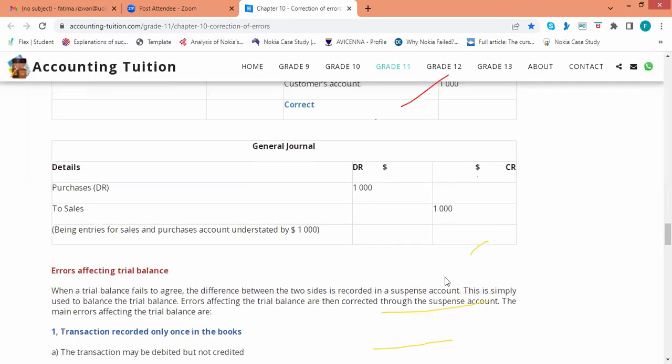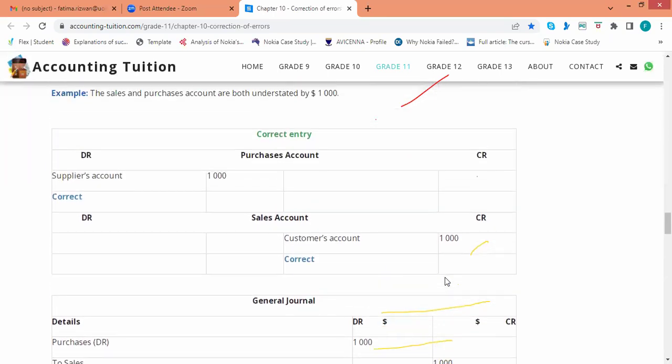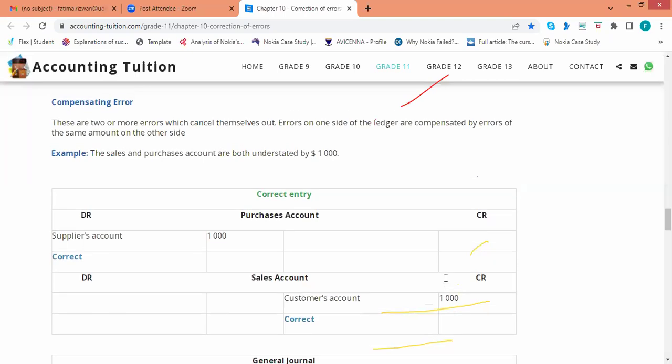You can miss it. So these were the errors, and I'm repeating again, for every error you need to have three entries. One is going to be the correct entry, one is going to be the error entry, and the last one is going to be the rectifying entry, right? Just two errors do not have the error entry. One is error of omission and one is compensating error. These two errors have two entries. They do not have the third entry, which is the error entry.